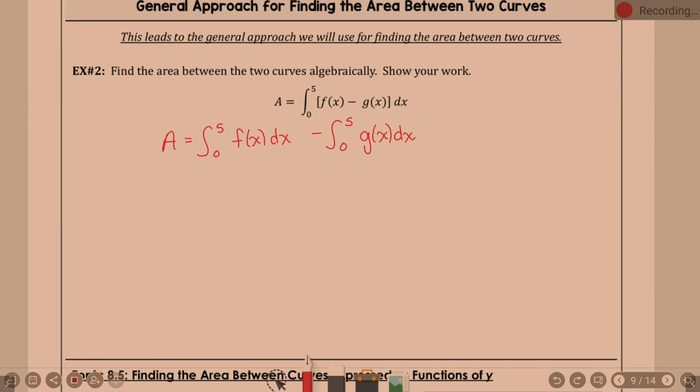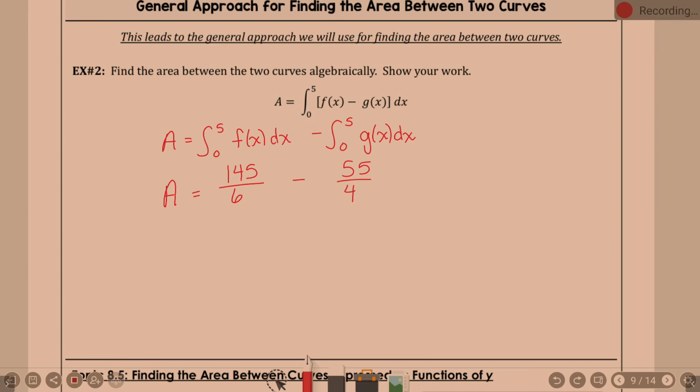What do we already know from our previous page? The integral from 0 to 5 of f of x is 145 over 6, minus the integral from 0 to 5 of g of x dx, 55 over 4. And those were the two values that we found yesterday. From here, we can subtract.